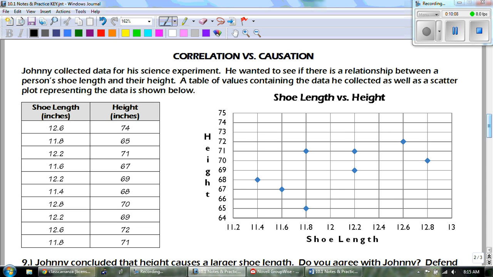So now we're going to be talking about correlation versus causation. So let's read what it says. Johnny collected data for his science experiment. He wanted to see if there's a relationship between a person's shoe length and their height. A table of values containing the data he collected, as well as a scatter plot representing the data, is shown below. So I'm just going to reinforce where all of these points are.